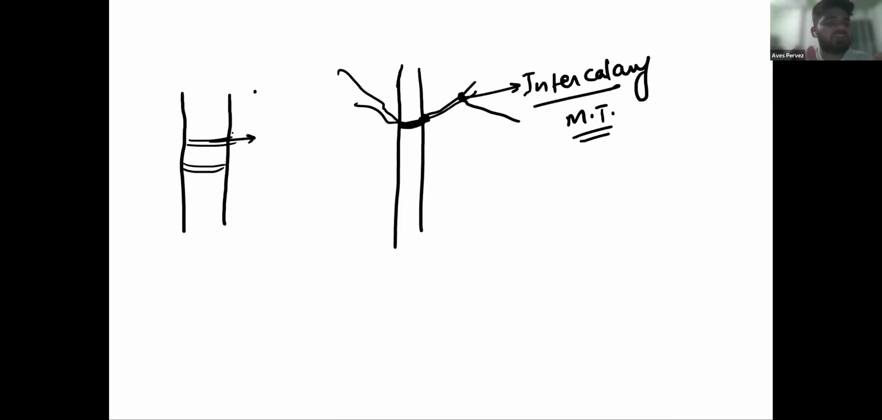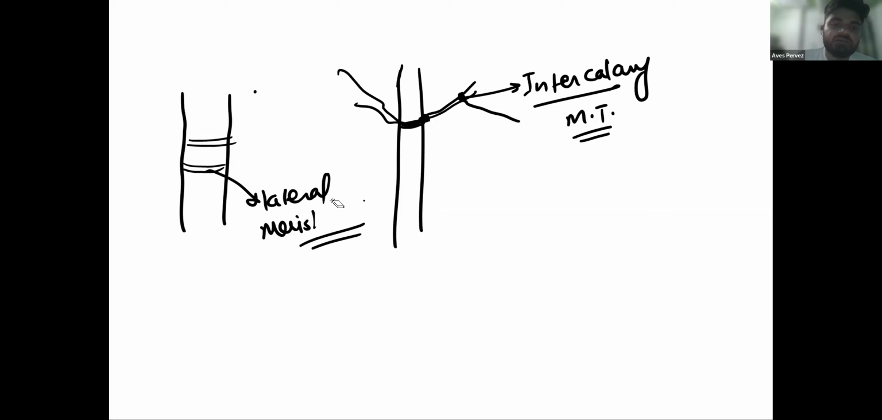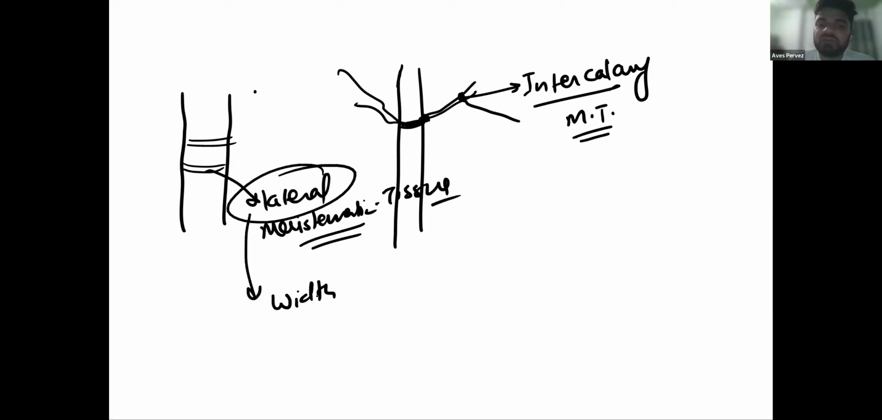Initially, the plant is not going to have a very large or thick stem. It is thin, but when the plant grows older, its stem thickness increases. So we can simply say that this type of tissue is called lateral meristematic tissue. It is responsible for the lateral growth of the plant. Lateral growth means the width of the stem.